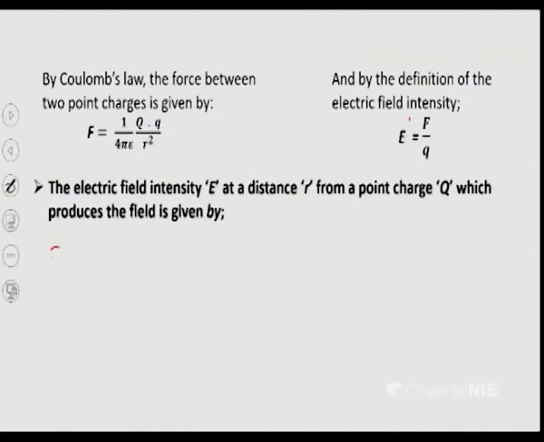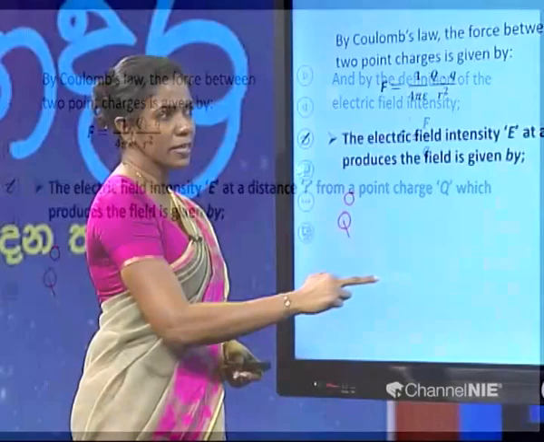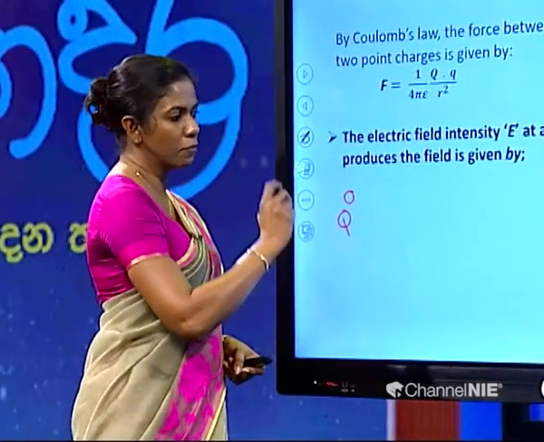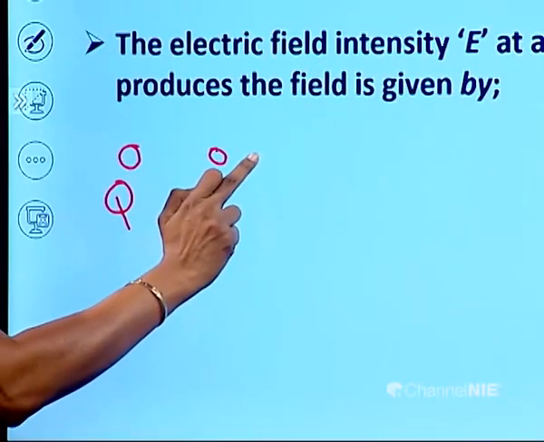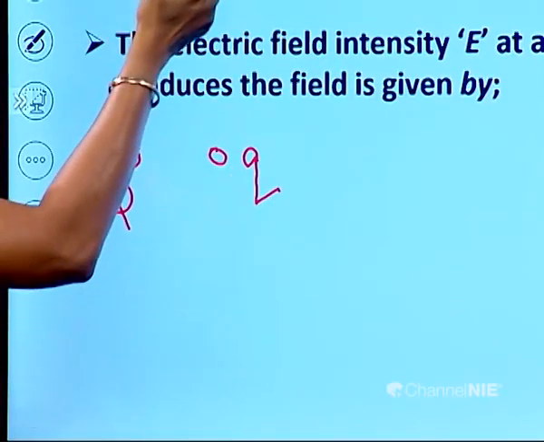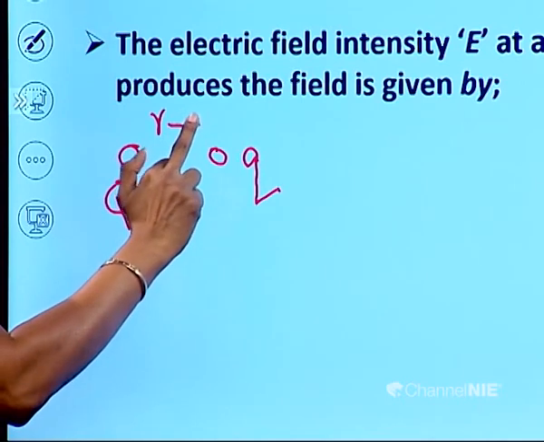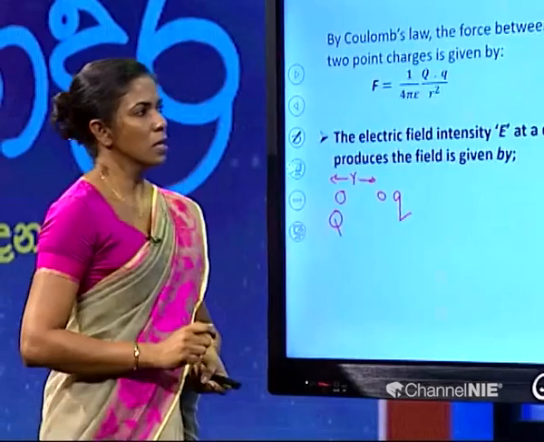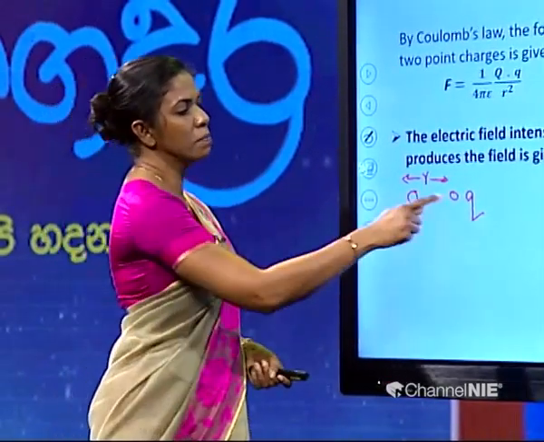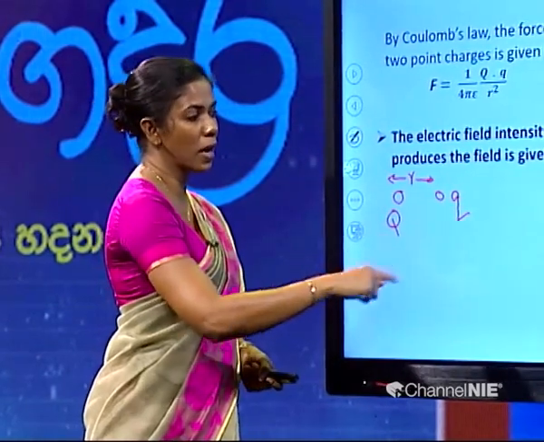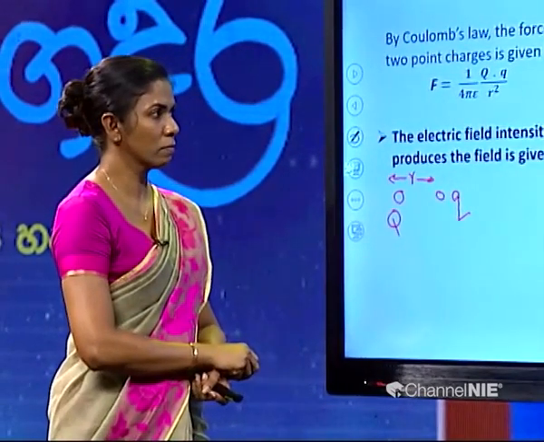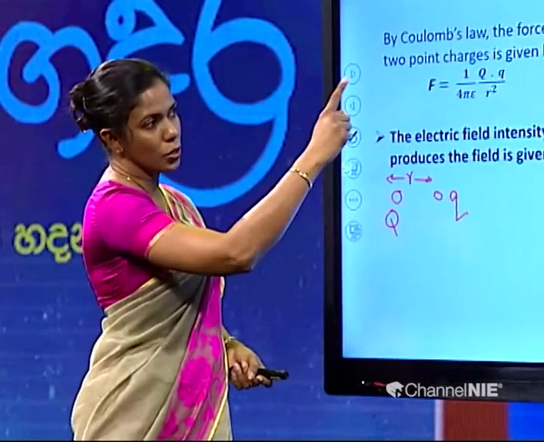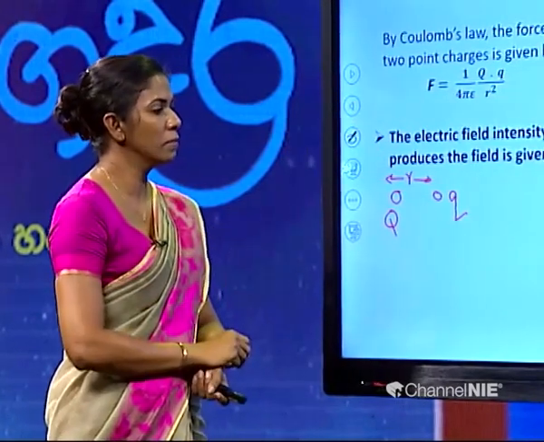So I have my charge Q here. The charge Q is producing an electric field around it. In that field, I am keeping my second charge, small q, at a separation r from it. So do you understand that small q is kept in the field produced by the capital Q charge? So if I compare the two equations, let me try to join them.